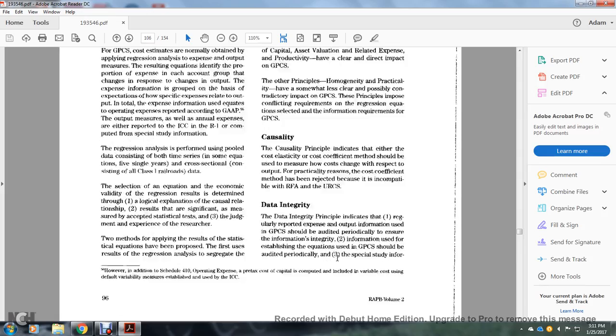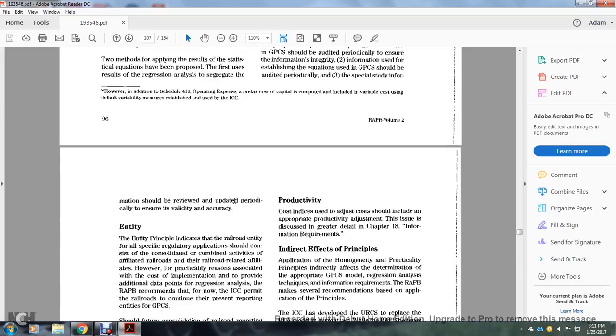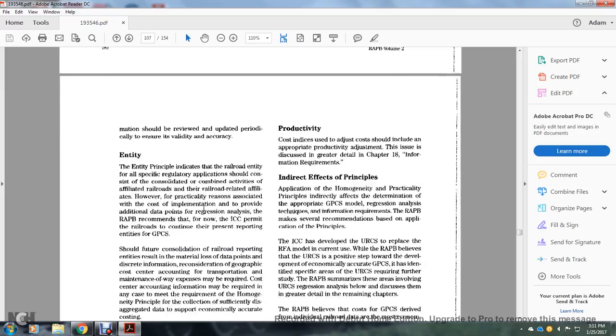The causality principle indicates that either the cost elasticity or the cost efficiency method should be used to measure how cost can change with respect to output. For more practical reasons, the cost efficiency method has been rejected because of its incompatibility with the RFA and the URCS. The data integrity principle indicates that regularly reported expense and output information used by the general purpose costing system should be audited periodically to ensure its integrity. Information used in establishing equations for the general purpose costing system should also be audited periodically. Third, the special study information should be reviewed and updated periodically to ensure its validity and accuracy.